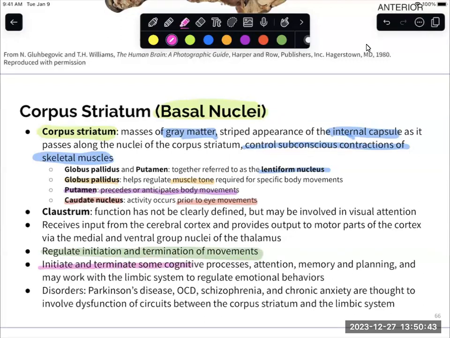Initiate and terminate cognitive processes, attention, memory, planning, and it may work with that limbic system for emotional behaviors. Parkinson's, OCD, schizophrenia, and chronic anxiety have to do with circuits with this corpus striatum in the limbic system.